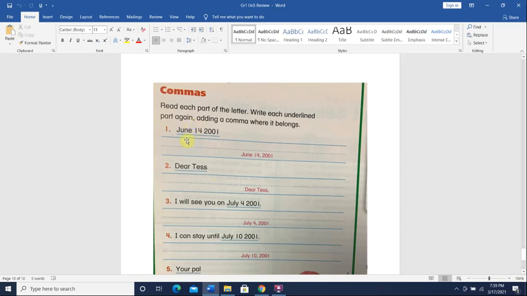So here number 1, June 14, 2001. How should I write it? I would write the same date, but between the day and the year, I put a comma. Dear Tess, this is a greeting. After Tess, I put a comma. I will see you on July 4th, 2001. We write the same, but we put a comma between 4th and 2001. I can stay until July 10, 2001. Again, you write the same date, but you put a comma between the day and the year.